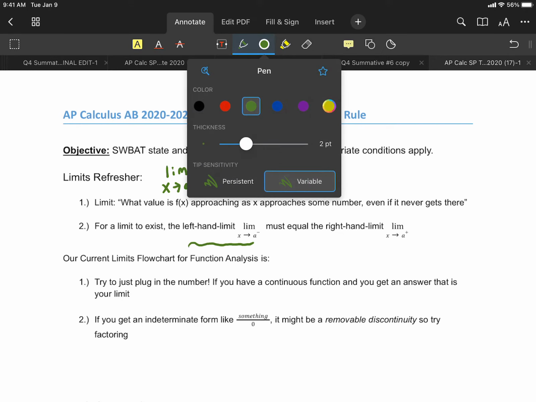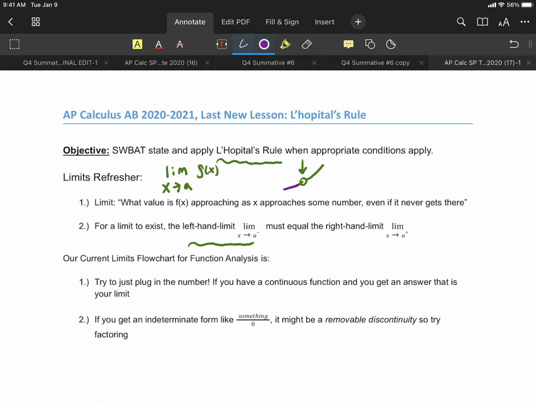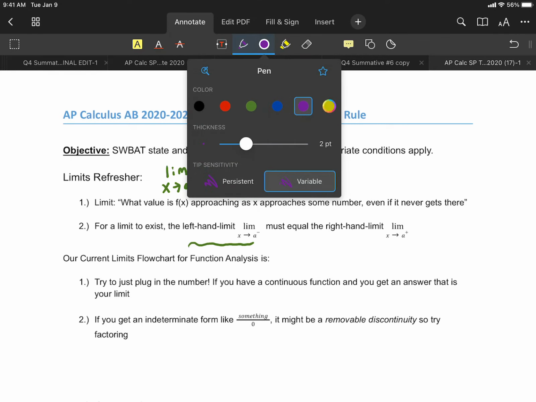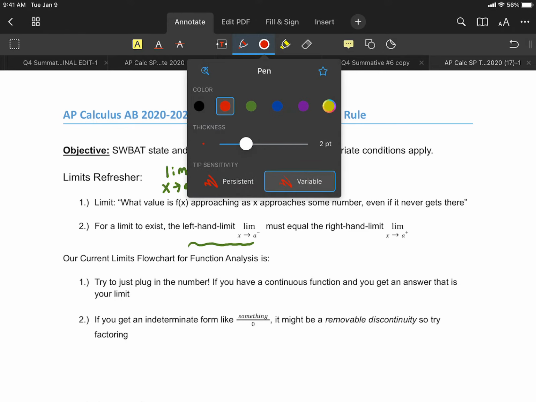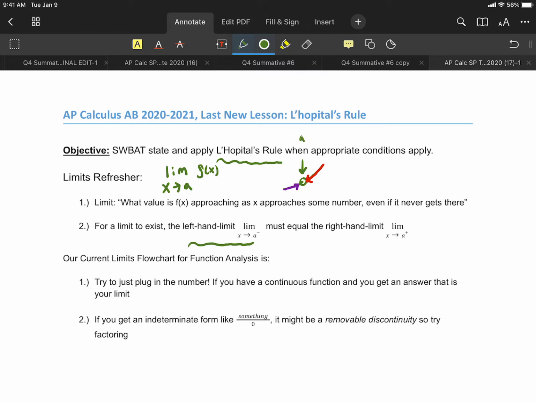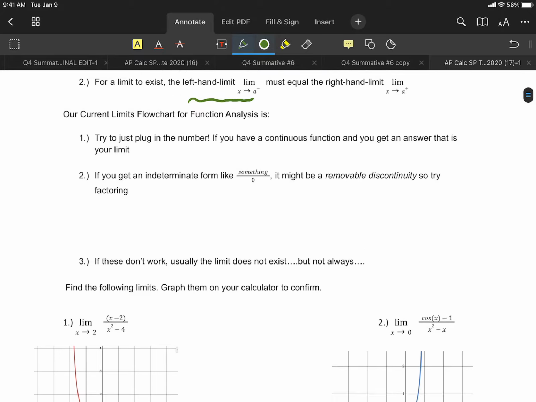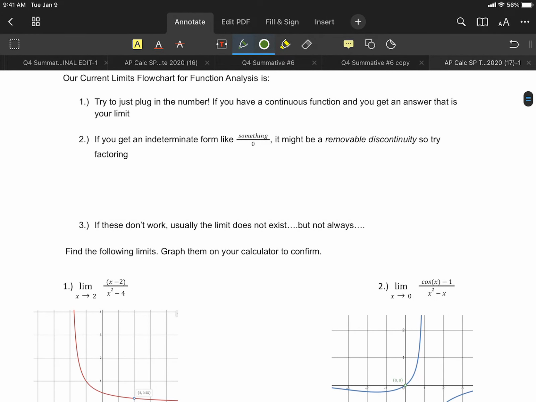So don't forget that. Those are the key points to remember: a limit exists basically if f of x is approaching the same number from the left and the right as x approaches some a, even if we never get there. And if we're given some function, f of x equals some function, our current flowchart for finding limits, the one that people forget, oddly enough, people just kind of stare at this: always try to plug in a number. Just always start out by plugging in a.